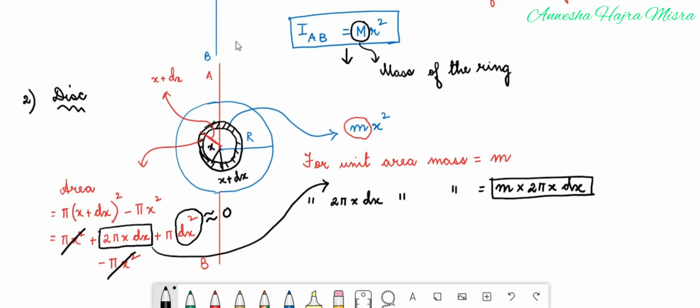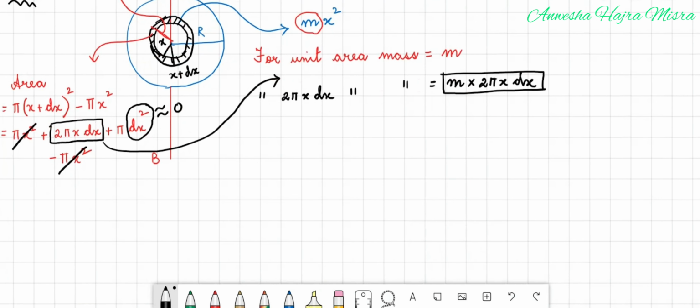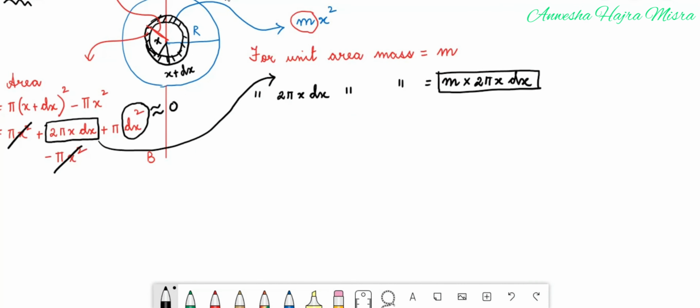Now the moment of inertia is mass of the ring into x square, since x is the radius. So the moment of inertia of the ring is the mass of the ring, which is m into 2 pi x dx, into x square. It is the moment of inertia of this black shaded ring.